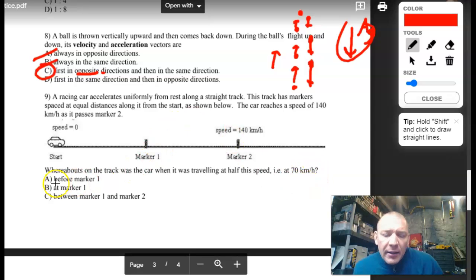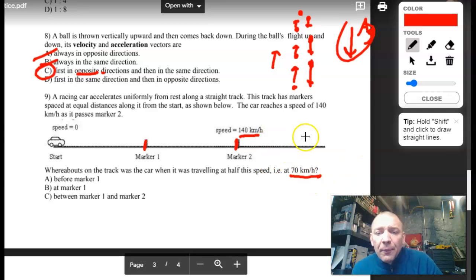All right, number 9. A racing car accelerates uniformly from rest along a straight track. This track has markers spaced at equal distances. The car reaches a speed of 140 kilometers an hour as it passes marker 2. Whereabouts on the track was the car when it's traveling half this speed, 70 kilometers an hour?